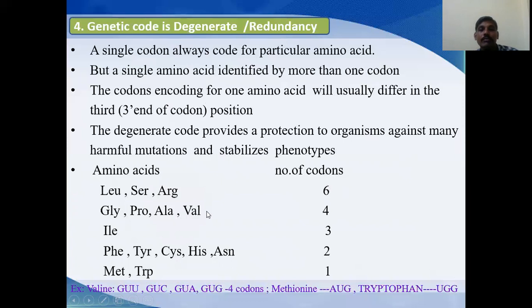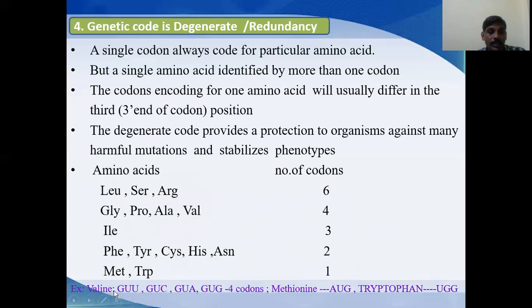Glycine, proline, alanine, and valine have four codons. Isoleucine has three codons. Phenylalanine, tyrosine, cysteine, histidine, and asparagine have two codons. But in the codon dictionary, two amino acids have only one codon, methionine and tryptophan. These are what we call synonymous codons: if an amino acid is identified by more than one codon, those codons are called synonymous codons.